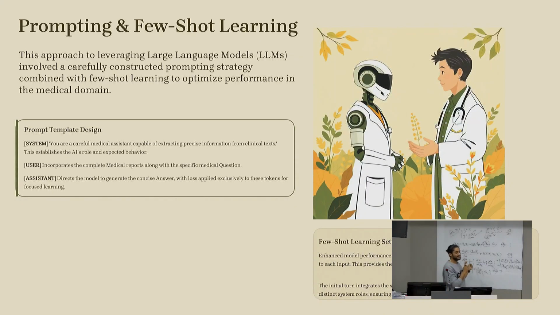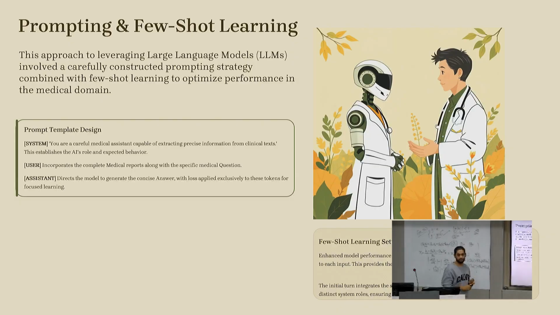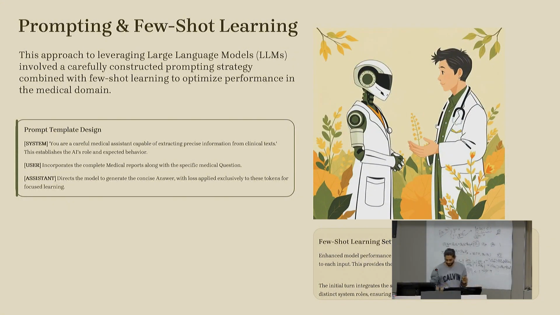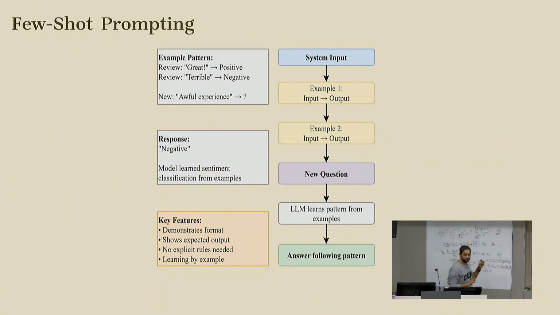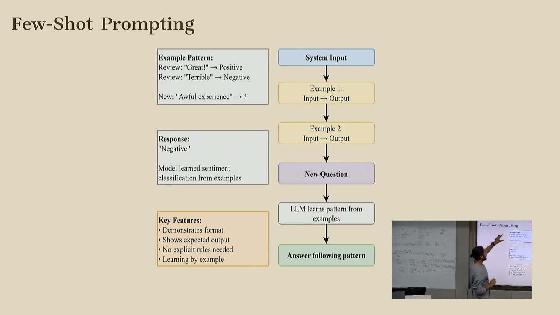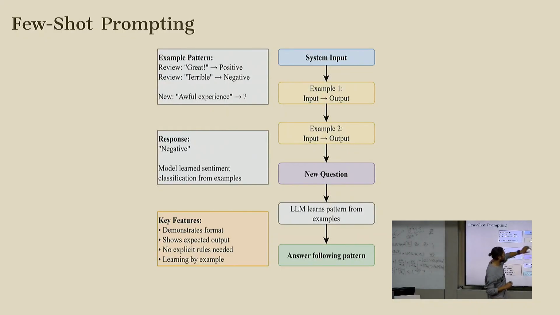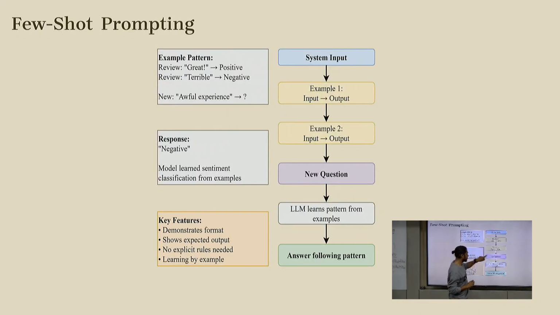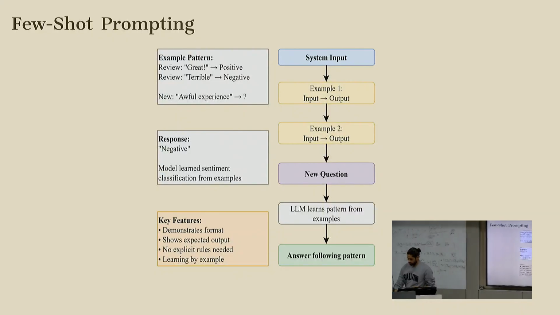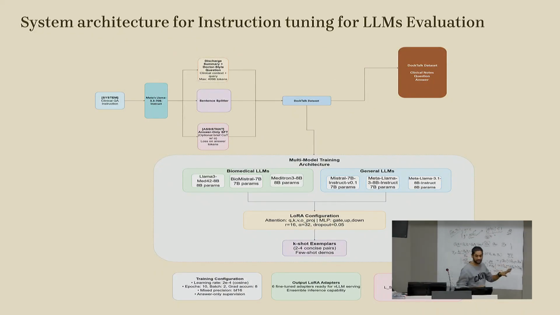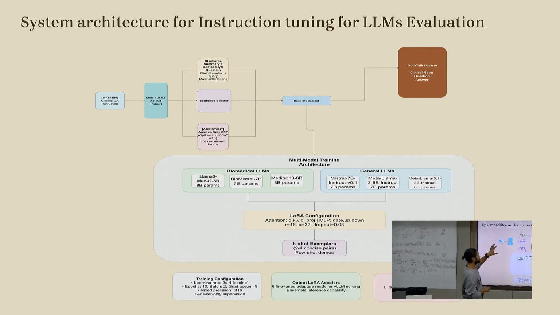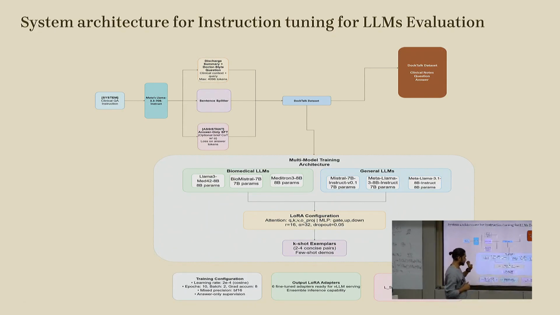Before, in dataset creation, I was using chain of thought, but in fine-tuning or instruction tuning, I'm using the few-shot technique. So how does the few-shot technique work? In few-shot, you give example patterns and answers, whether a negative answer or a true answer, whatever your dataset is, and then you give your new question, and the model will generate the answer by learning patterns from these examples. So this is the system architecture of how I'm using instruction tuning for evaluating LLMs.